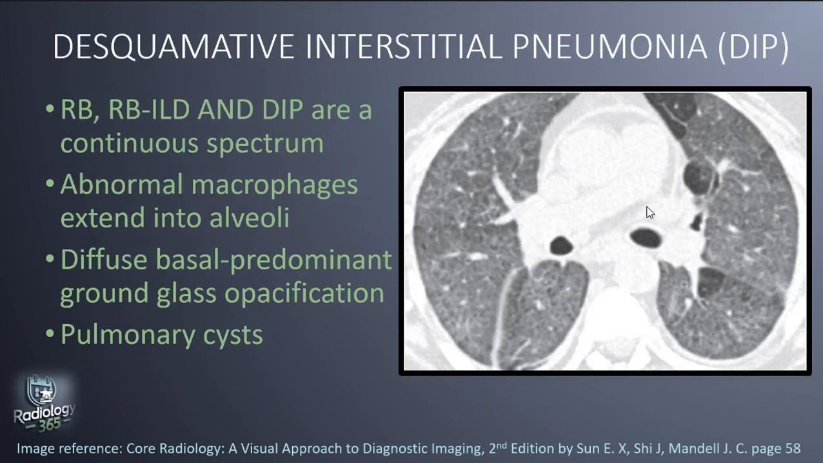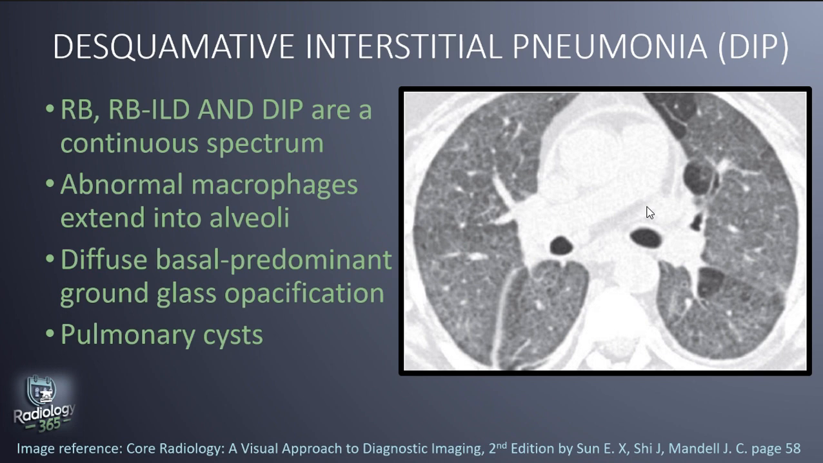The next one I'll talk about is desquamative interstitial pneumonia. Just like RB-ILD, desquamative interstitial pneumonia is both the clinical syndrome and the pathological diagnosis. Pathologically, RB-ILD and desquamative interstitial pneumonia represent a continuous spectrum of smoking-related lung diseases. So just like RB, we have brown pigmented macrophages involved. However, these sheets of abnormal macrophages, apart from being in the respiratory bronchioles, also extend into the alveoli. And once you have alveoli involvement, you should be thinking of ground glass opacities leading to consolidation. When the alveoli are partially filled, it leads to ground glass opacities.